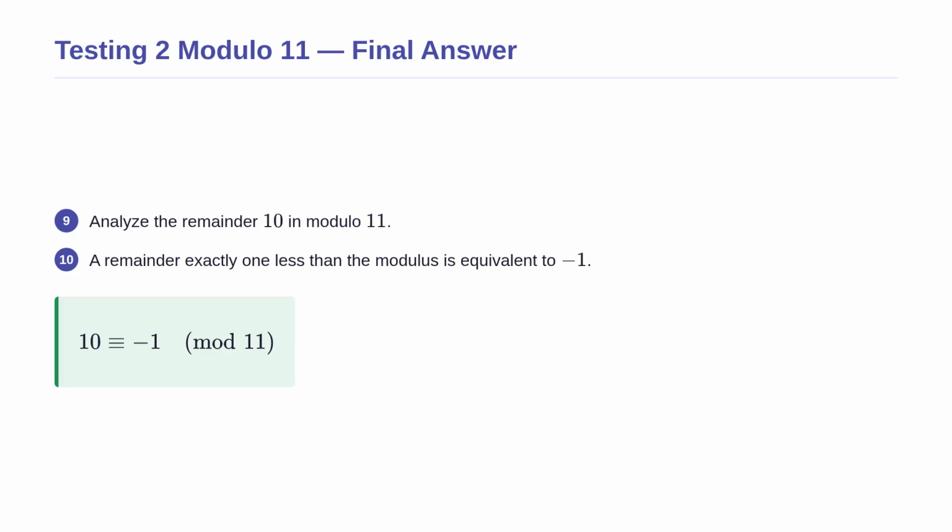In modular arithmetic, a remainder that is exactly 1 less than the modulus is equivalent to negative 1. Since 10 is exactly 1 less than 11, we can write it as negative 1 modulo 11. Because our final result is negative 1, the test has officially rejected the candidate. There is absolutely no integer you can square to get a remainder of 2 when dividing by 11.